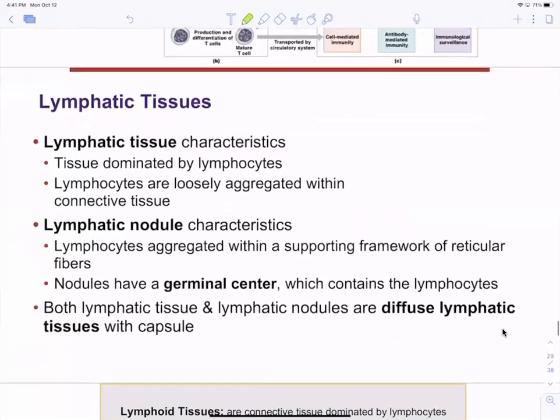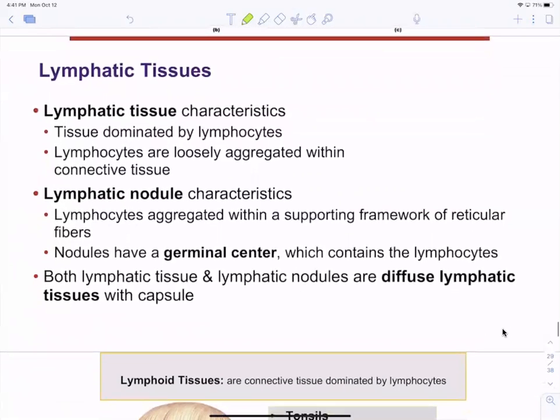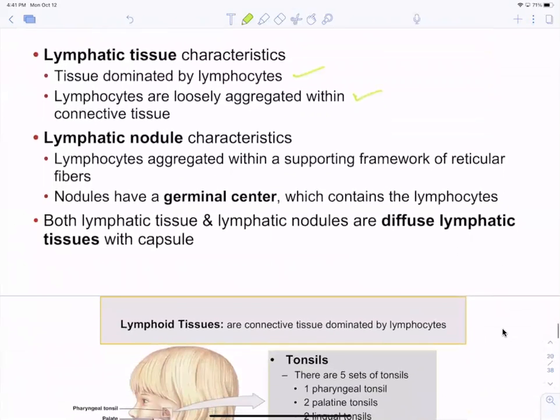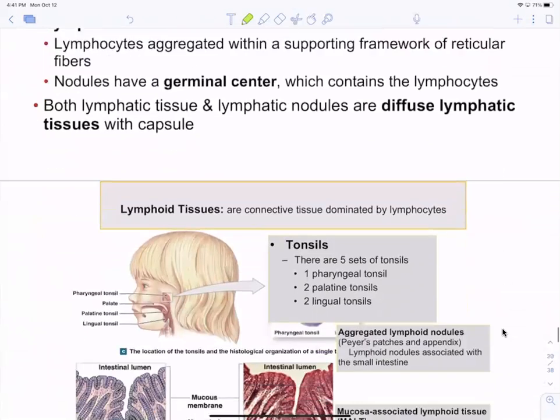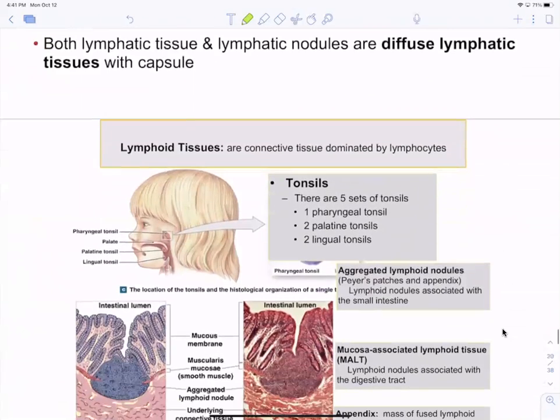lymphocytes. So lymphatic tissues, by the way, are dominated by lymphocytes. So it's just tissue dominated by lymphocytes, and they're just loosely collected in connective tissue. Lymphatic nodules or nodes are more discrete, have boundaries, and so they're encapsulated. So they're a little bit different.